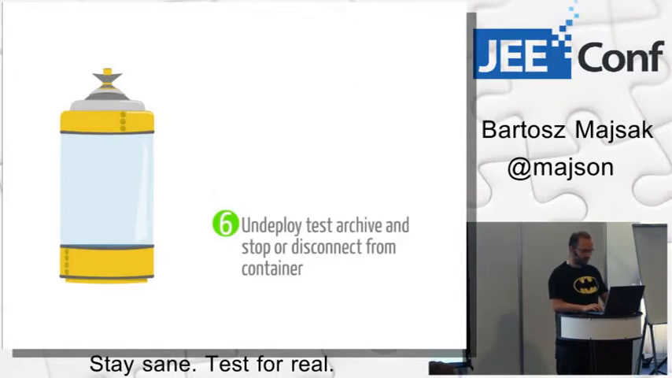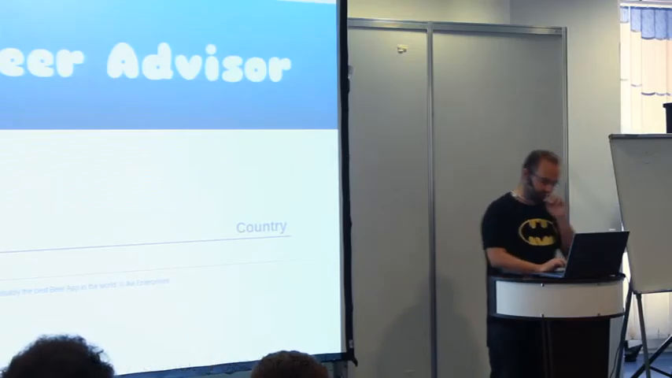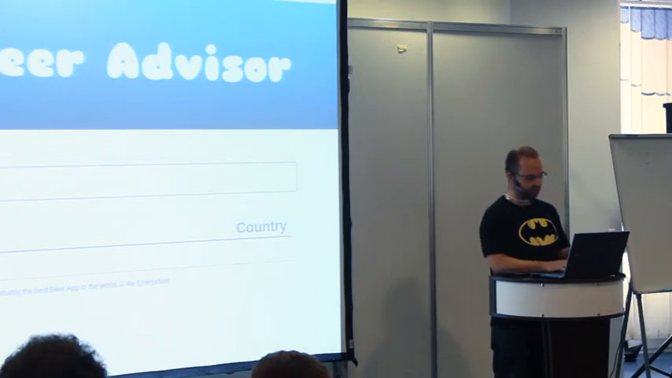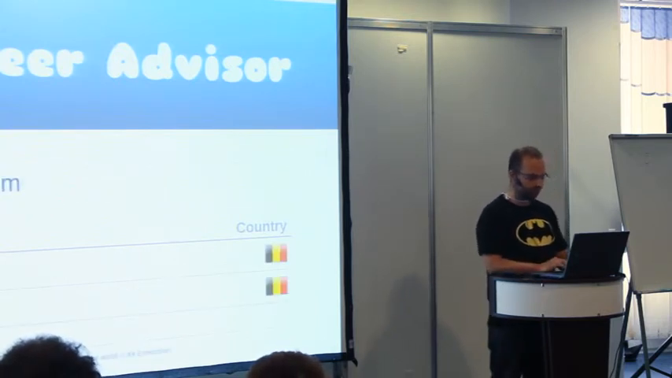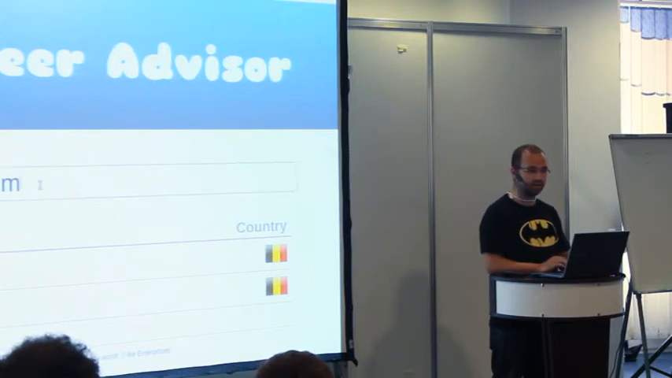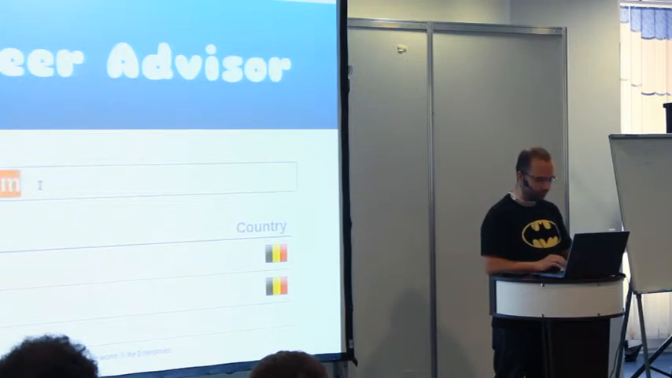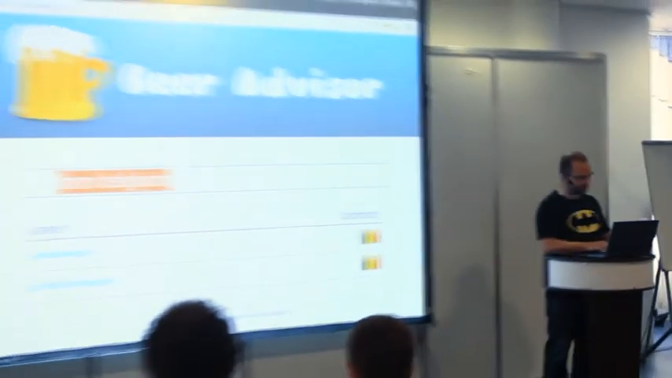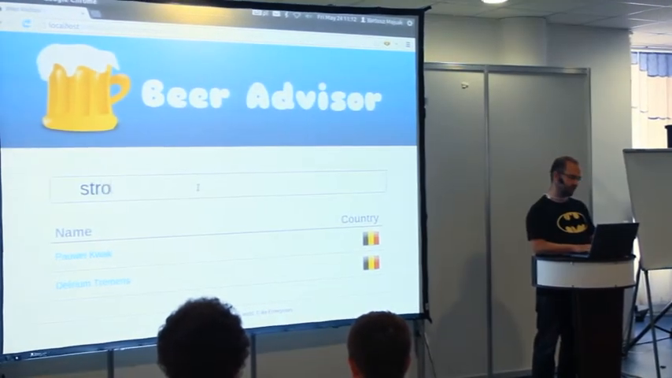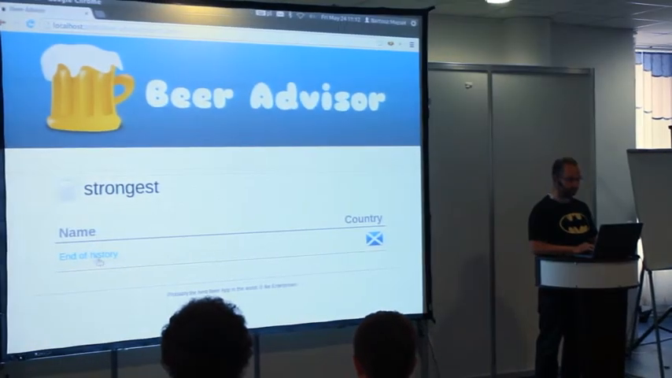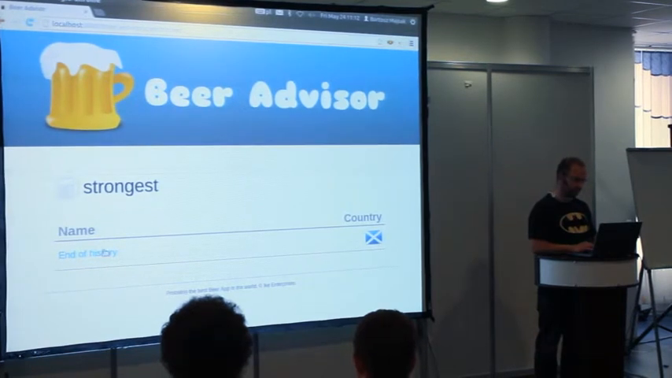So I have my nice application called Beer Advisor, which is very smart because I can say I'm interested in beers from Belgium. So I have my two favorite ones. I don't have Ukrainian beers yet, but I think I can get inspired, or we change it to the Poland version. I'm from Poland anyway, so I should change it. Or I can say, let's say, what is the strongest beer? And the strongest beer is End of History.